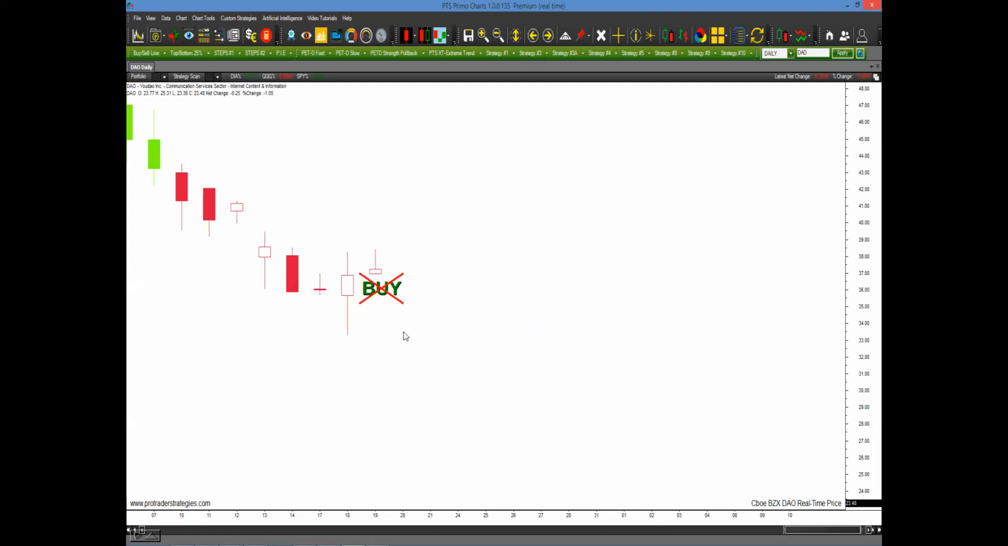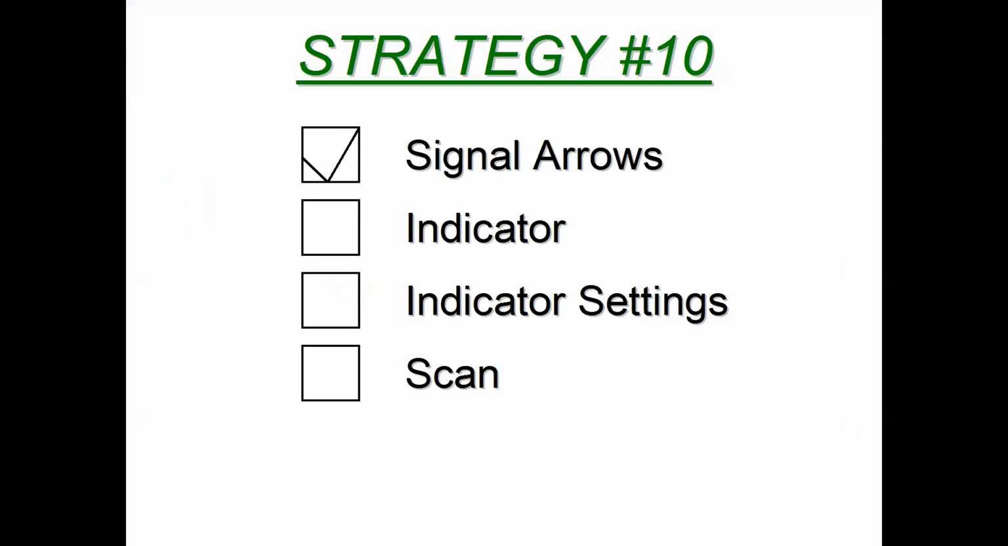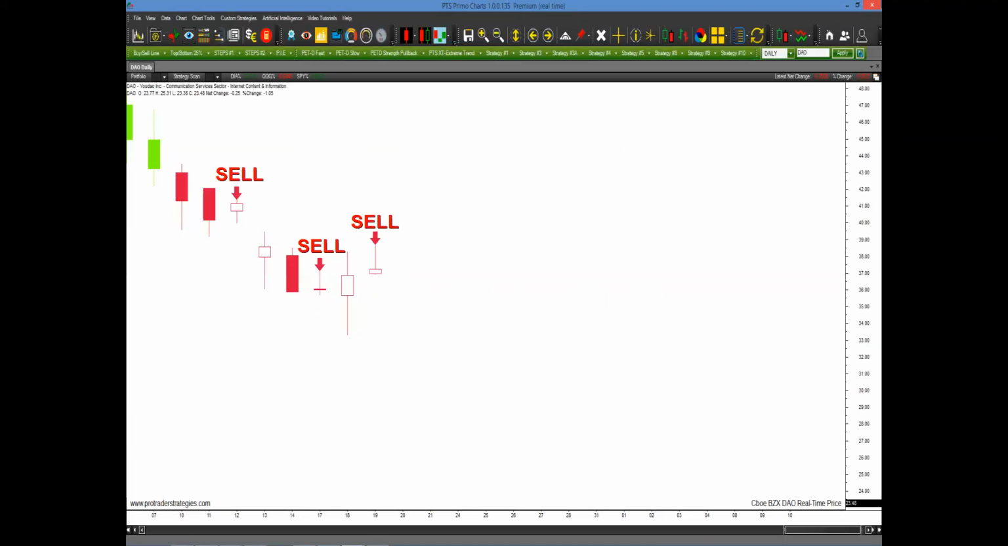Now, going back to our rules of strategy number 10, which we're learning, we say, well, you know what? I think I see a number of sell signals here. Click on strategy number 10, click on in the drop-down menu signal arrows to check your work. And you are right, total of 3 sell signals.